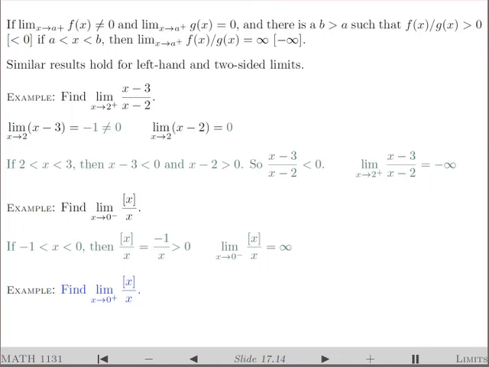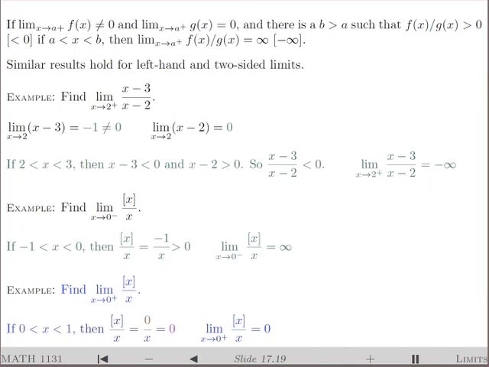What if it's not a rational function? Let's do the limit of the greatest integer function over x, this time from the right at 0. If I take a number between 0 and 1, the greatest integer function is 0. So the function is 0 over x for any number between 0 and 1. So its limit is actually 0.